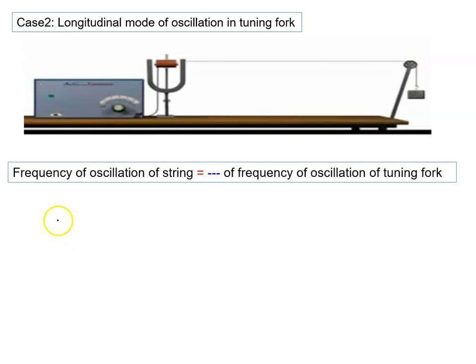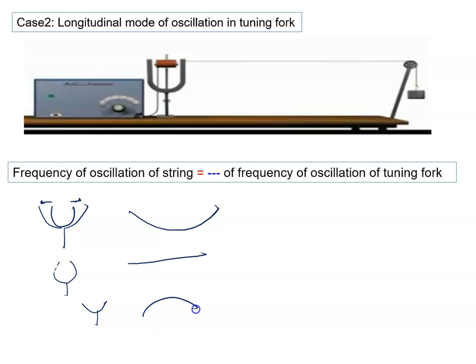Means we have to get the relation between frequency of the oscillation of the string and frequency of the oscillation of tuning fork. We all know when this tuning fork is like this initially, and when the arms are going away like this, in this situation, this is going toward this side, this is going toward this side, you can say the string will slack, there is slack in the string like this. And when arms are coming close like this, string becomes tight. Again when arms are moving away, string becomes loose and moves in the upward direction like this.